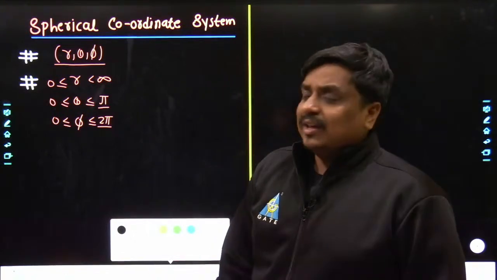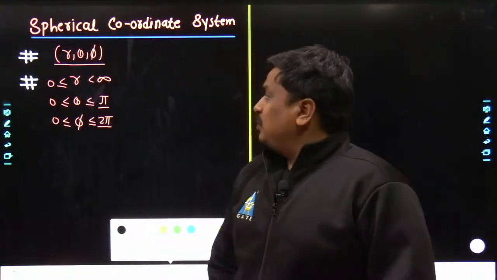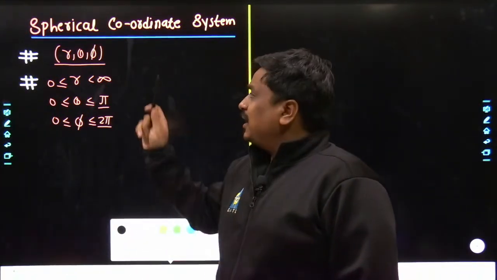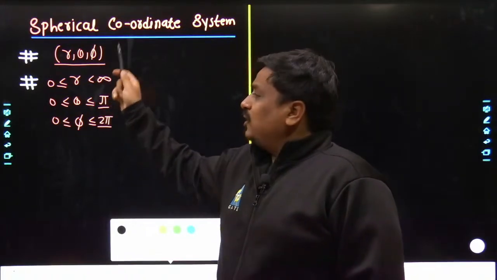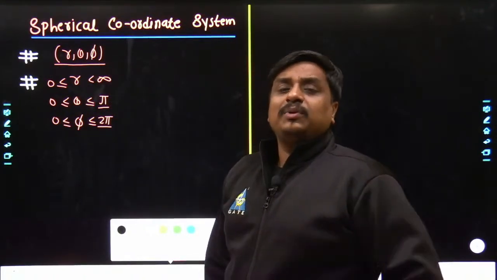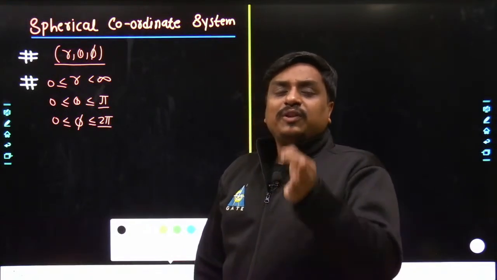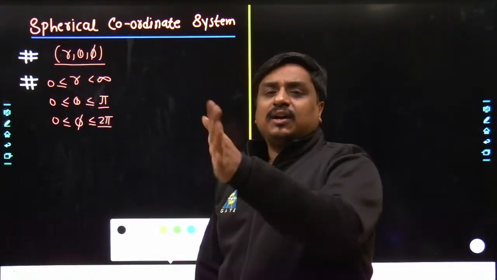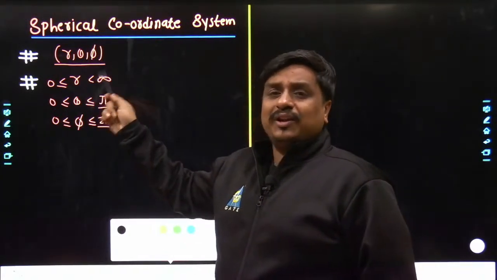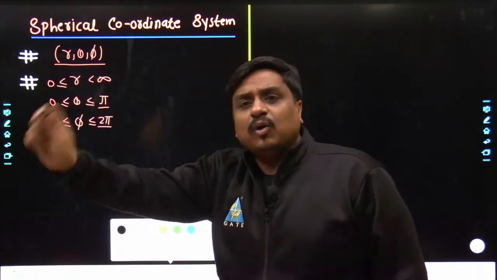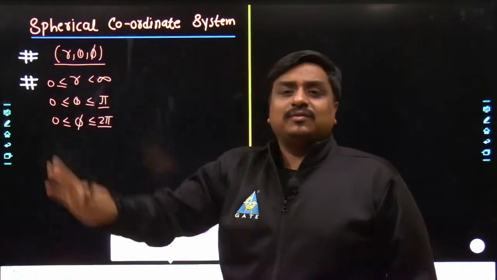And as has been communicated earlier, what does it mean? It has been clearly communicated: all of the coordinate systems are interchangeable. That means at any moment of time, any vector quantity which is written in the Cartesian coordinate system can be brought to spherical, or from spherical to cylindrical, or from cylindrical to Cartesian, or vice versa.